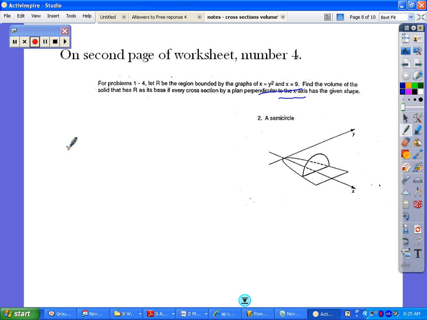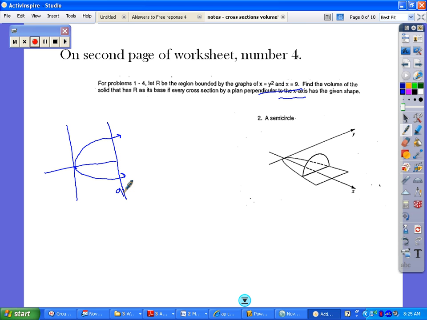So again, following our steps, they already drew it for us, but if we want to draw it again, we would draw x equals y squared and x equals 9.